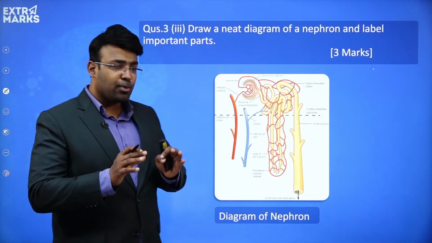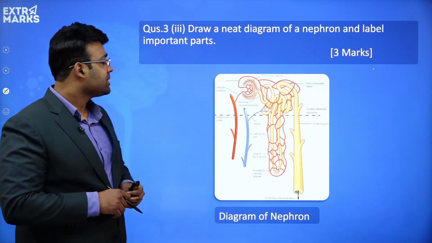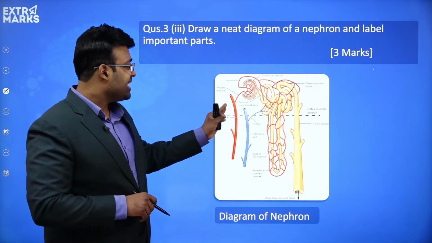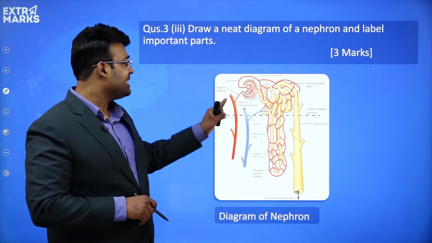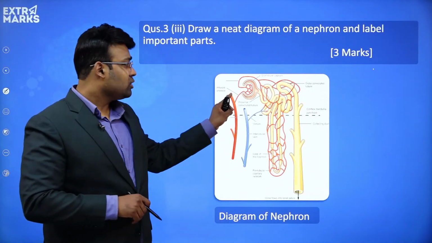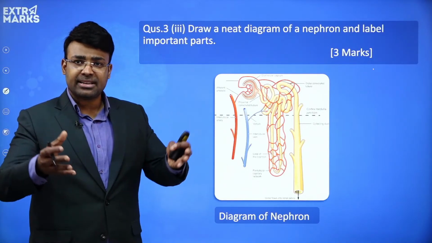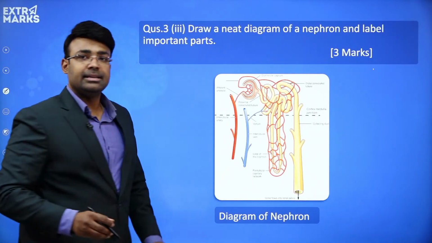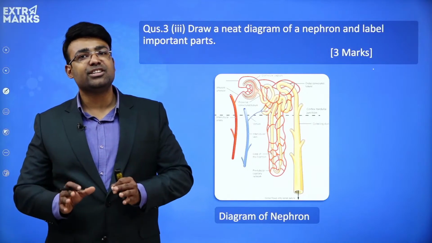Now, the important thing you need to understand here is that the afferent arteriole, which carries the blood, forms the capillaries inside the glomerulus, and they are important in the filtration process.